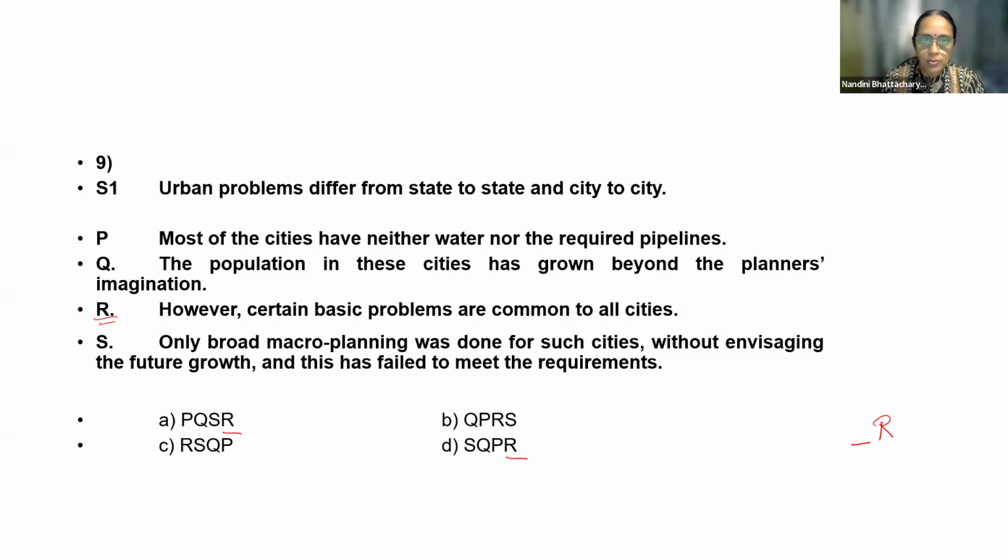So urban problems differ from state to state and city to city. So we are talking about urban problems. So it is talking about a problem. So what is the purpose? If you are talking about a problem, either you will be describing the problems or telling us why these problems exist.